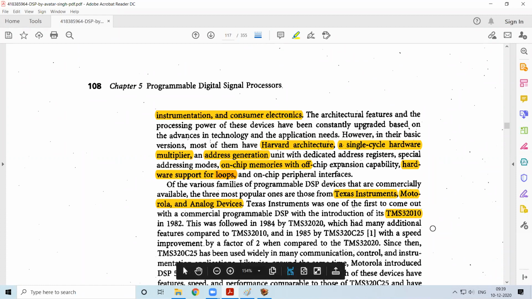Then later advancements were put into this one with a few added features. So in 2020 and later, the TMS320C25 was developed, and now we can see that we have the 54XX series and different series from Texas.